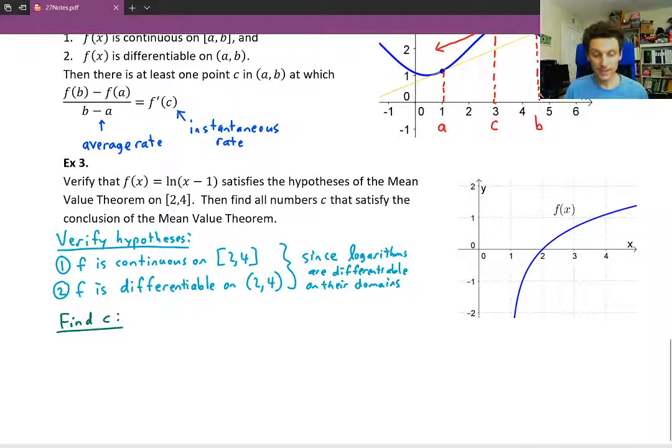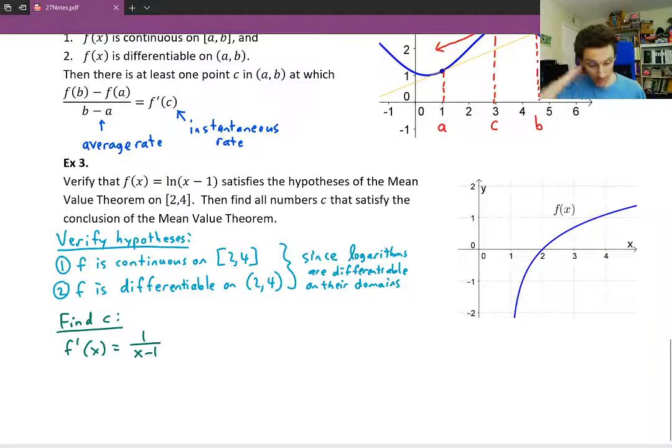So the way we're going to find C is, well, first we need to get the derivative of our function. Derivative of natural log of x minus 1 would be 1 over x minus 1. Technically times the derivative of the inside, times 1, but I'm not going to write that here, even though I just did. I'm going to write it and then erase it.